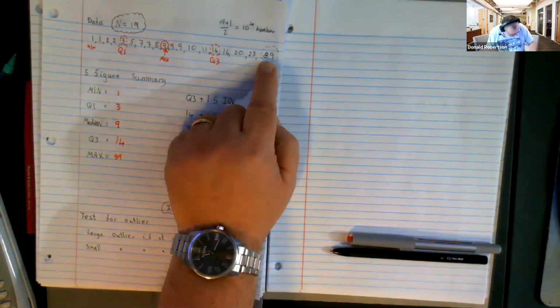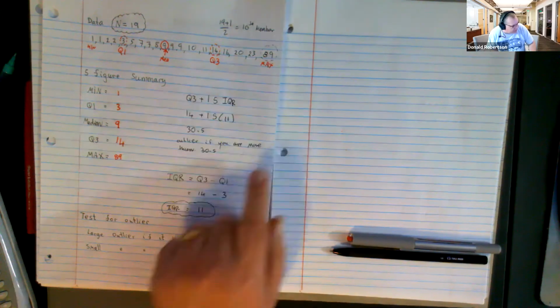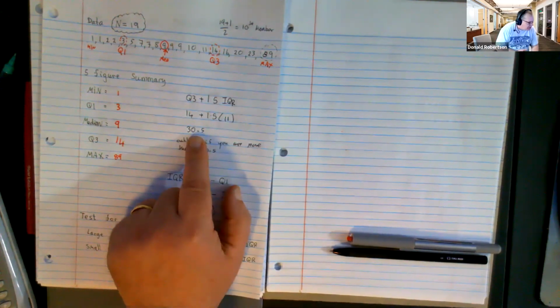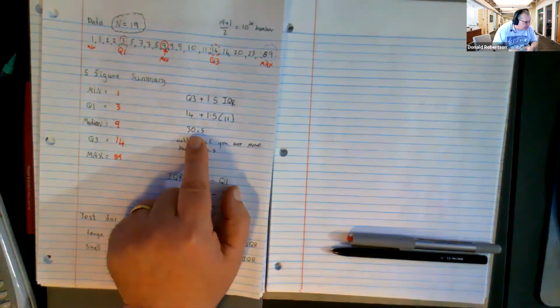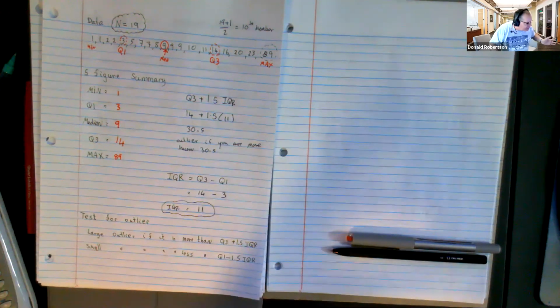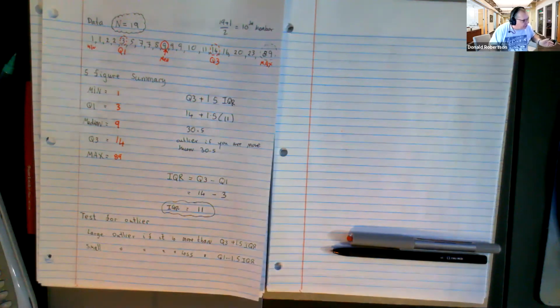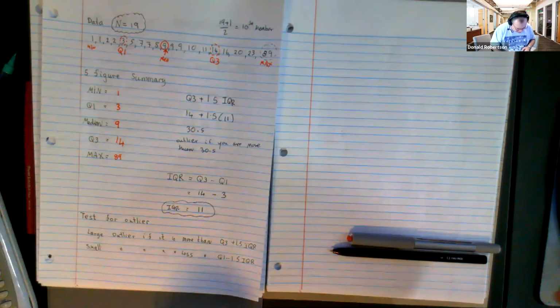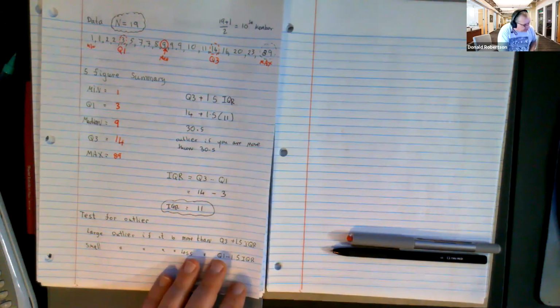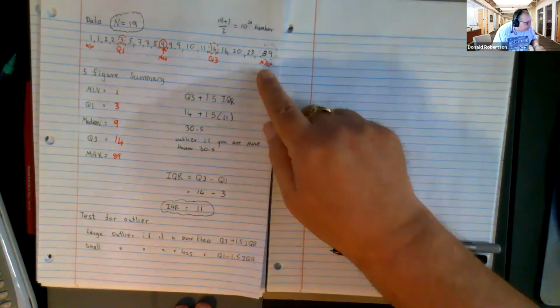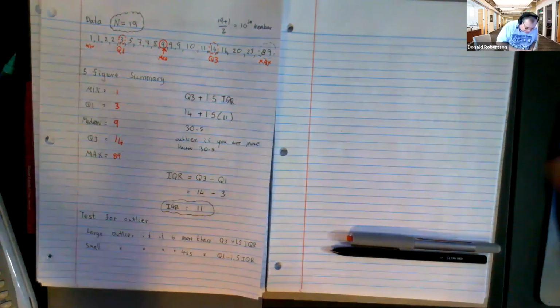And the rule is, if you are bigger than 30.5, you're an outlier. You could have 5 outliers. Can you imagine you have 6,000 data points? You could have 5 outliers, couldn't you? You could have 5 exceptionally large numbers. It's not that unlikely. So don't think of an outlier as a unique, there's only one. There could be 2 or 3.